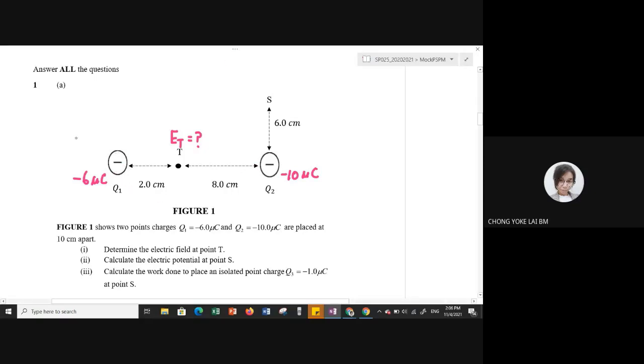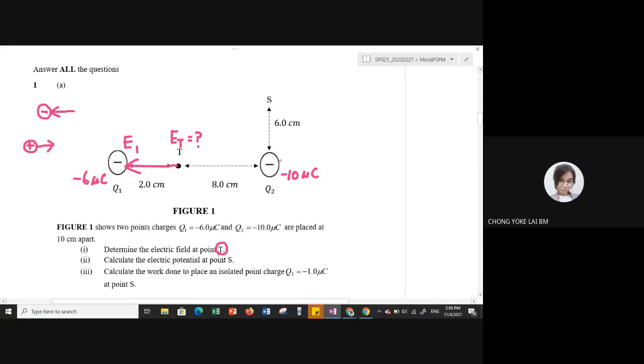Q1 is a negative charge, and we recall that for a negative charge, the electric field lines point into the charge. For a positive charge, the electric field lines go out from the charge. So Q1 is negative, so the electric field lines go inward, into the charge, coming from point T. So from point T, the electric field lines point into the charge Q1. This is E1, the electric field created by charge Q1.